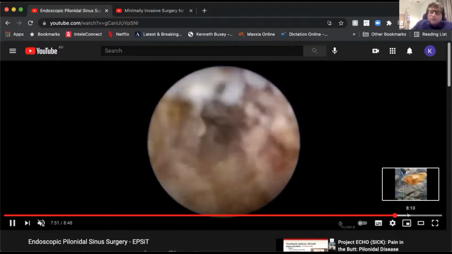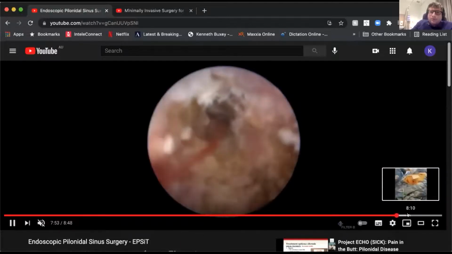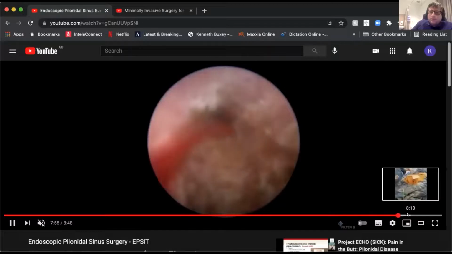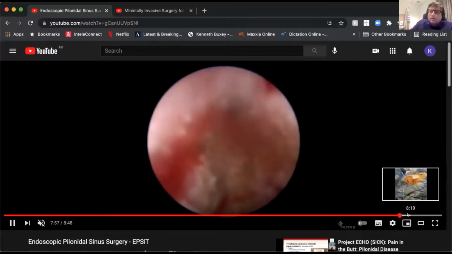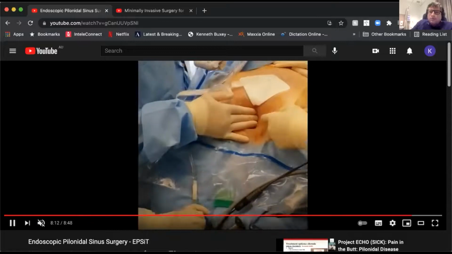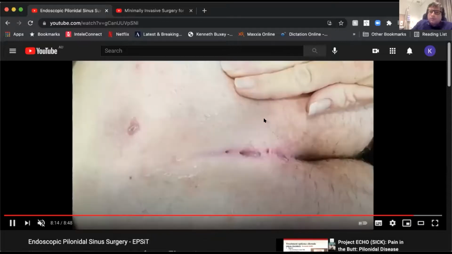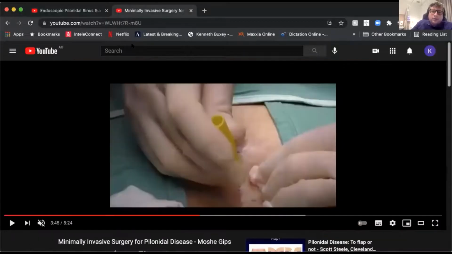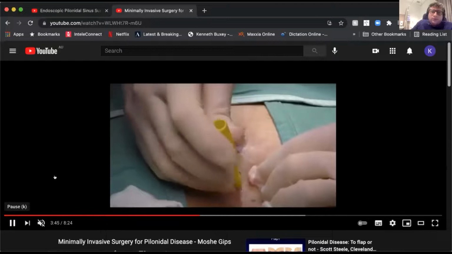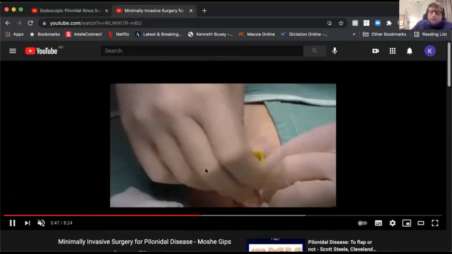So that appearance is the appearance of the tract after it's been coagulated. And then it's pretty typical at the end of that to put a negative pressure dressing directly on the skin. So that's endoscopic treatment. And then this is minimally invasive, non-endoscopic treatment.